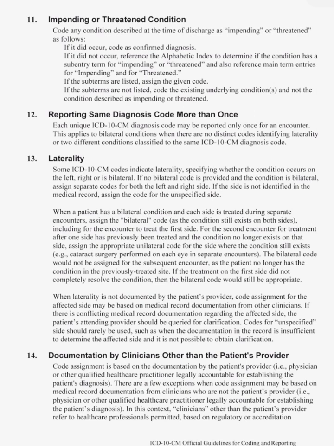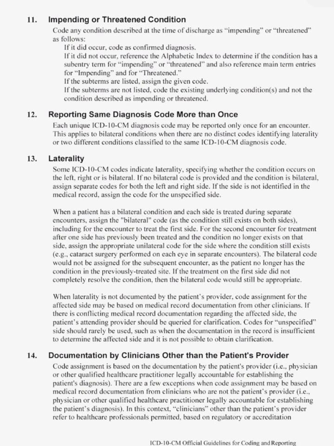For the second encounter for treatment after one side has previously been treated and the condition no longer exists on that side, assign the appropriate unilateral code for the side where the condition still exists, e.g., cataract surgery performed on each eye in separate encounters. The bilateral code would not be assigned for the subsequent encounter, as the patient no longer has the condition in the previously treated site. If the treatment on the first side did not completely resolve the condition, then the bilateral code would still be appropriate.